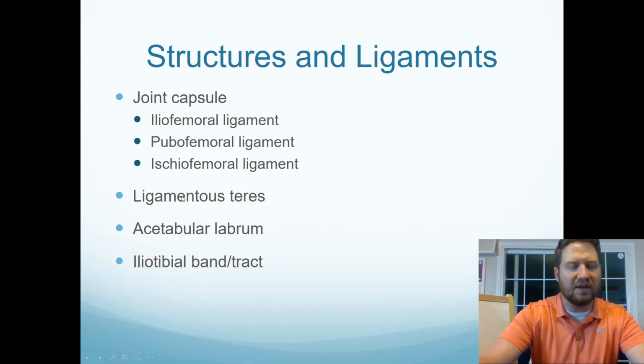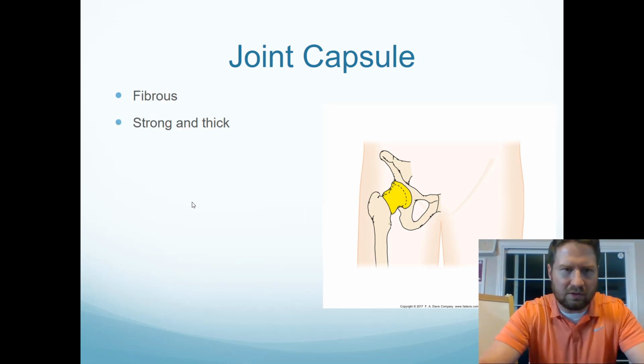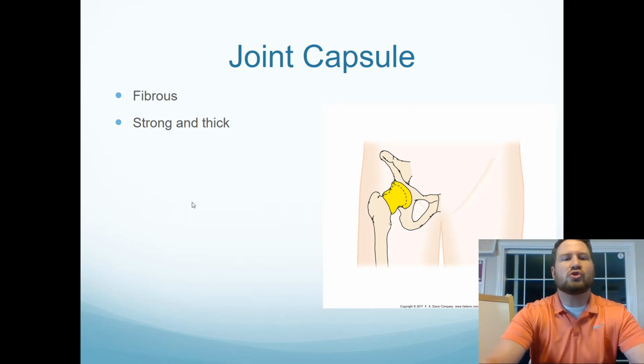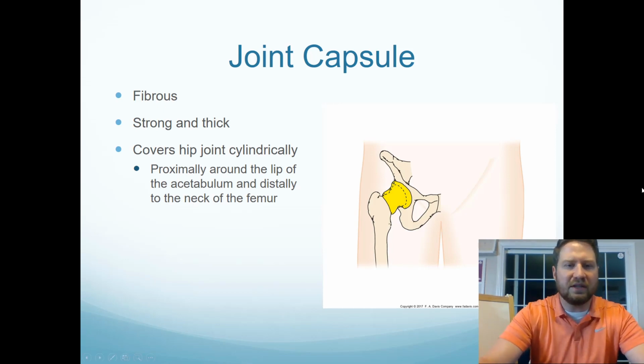And we'll talk about the importance of what that ligamentum teres holds within it and why it is important, especially when it comes to injuries and hip dislocations. But first, let's talk about that capsule. That capsule, like all capsules, maybe this one's a little bit bigger, stronger, more beefier. It's strong and thick. It covers the hip joint cylindrically, approximately around the lip of the acetabulum and distally to the neck of the femur. So it's going to go around. It's going to be synonymous with the labrum of the acetabulum, and then it's going to go distally around the neck of the femur.